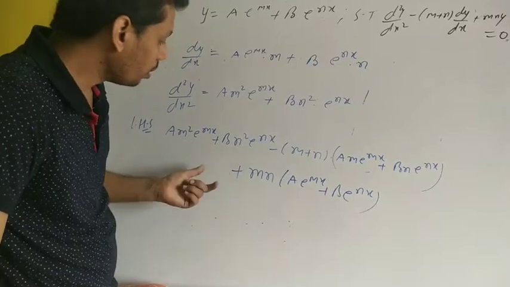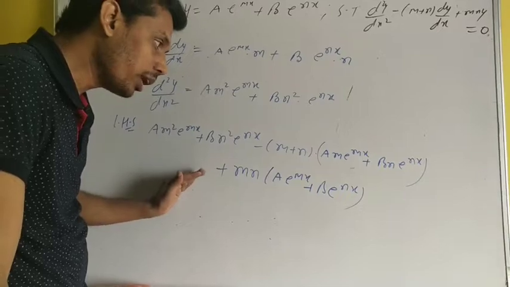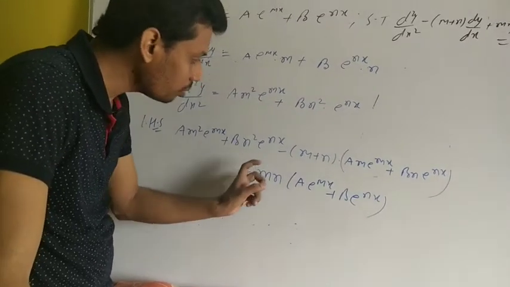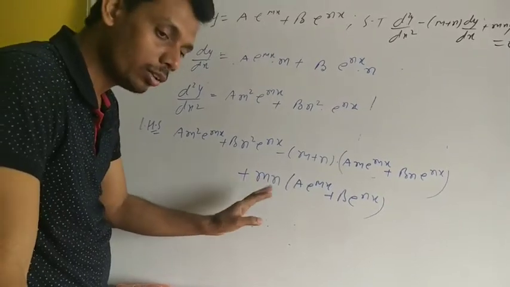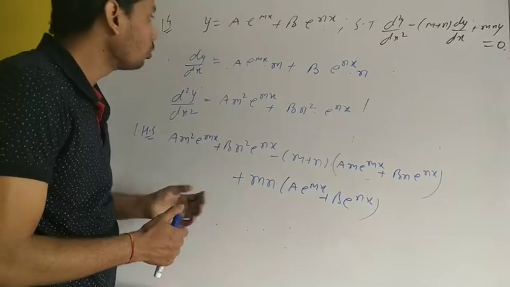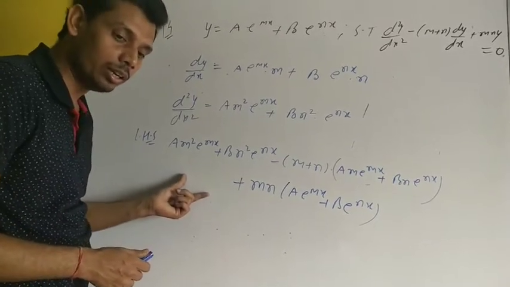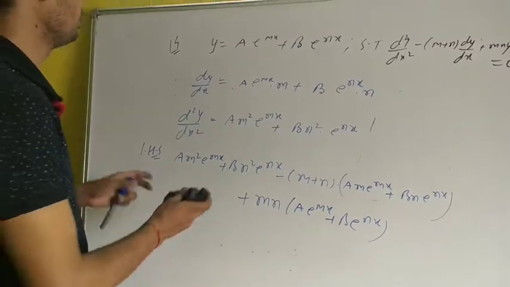I am leaving this part for you all. You can simplify it. You will see that all the terms are getting cancelled, so it will be left with 0. So here we get the result. So this is all about question 14. Now let us start with question number 15.